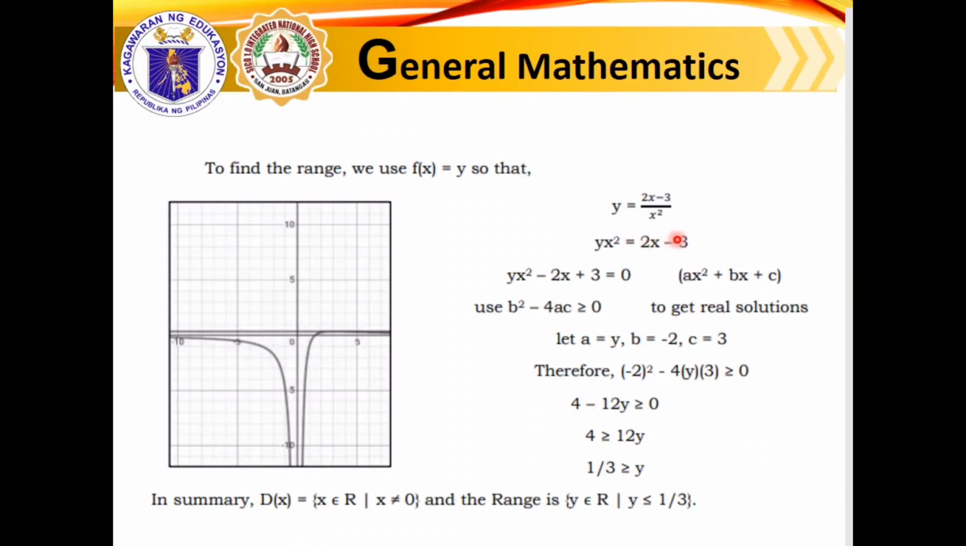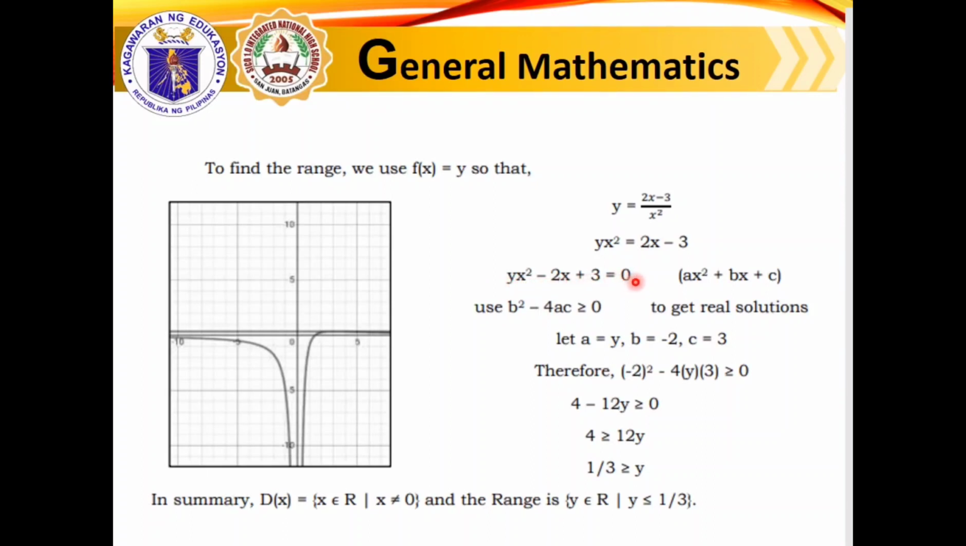Our next step is to transform the equation to ax squared plus bx plus c. So we will now transpose this 2x minus 3 to the left side. So as you can see, the symbol changed because we transpose it to the left side. So it becomes negative 2x plus 3 is equal to 0. So our new equation will be yx squared minus 2x plus 3 is equal to 0.